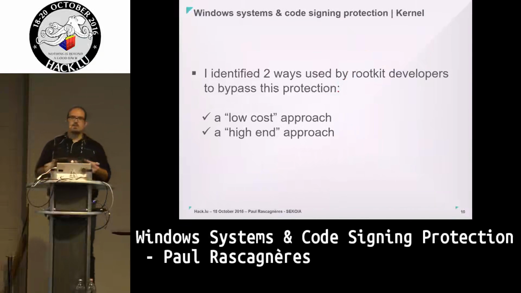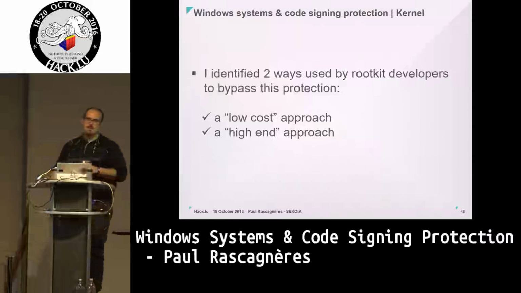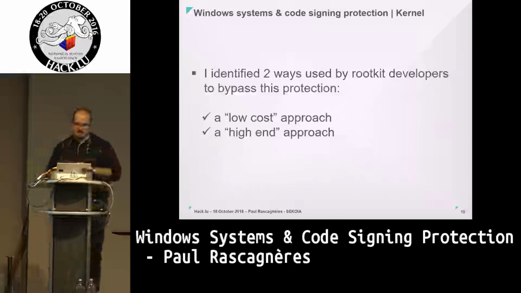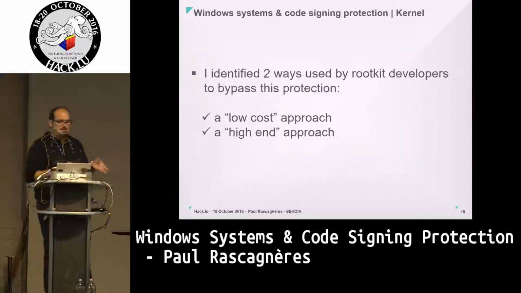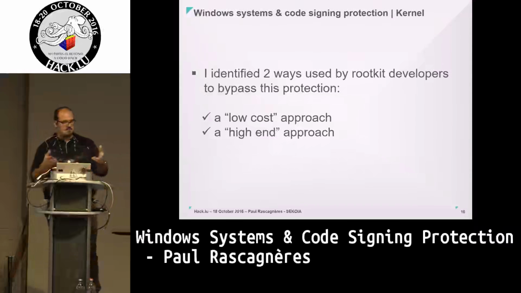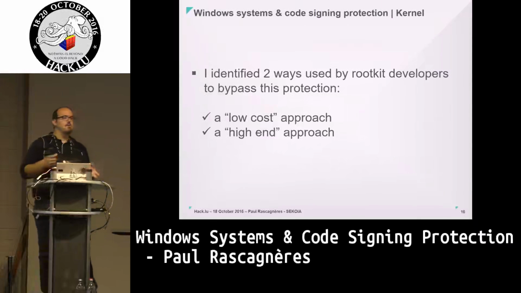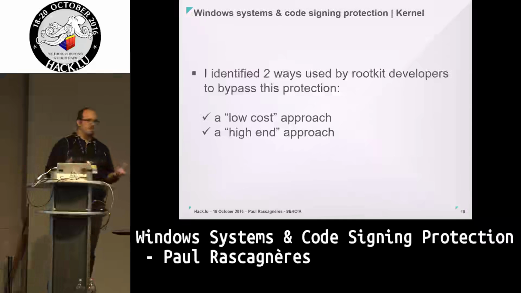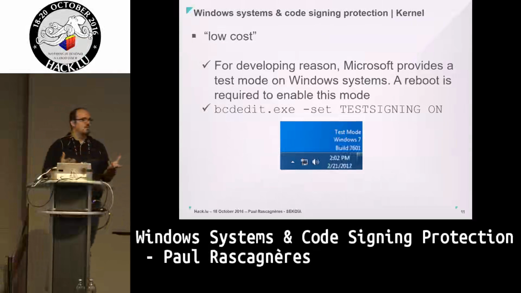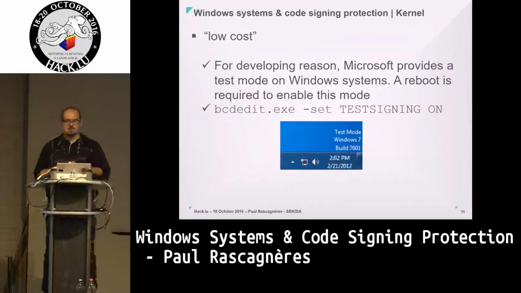Over the last few years I identified two main ways to bypass this protection. The first is a low-cost approach. It's not really efficient, but it works. And there is a much more technical approach that is more interesting for me, and I will explain this one. How do kernel signatures work on Windows?